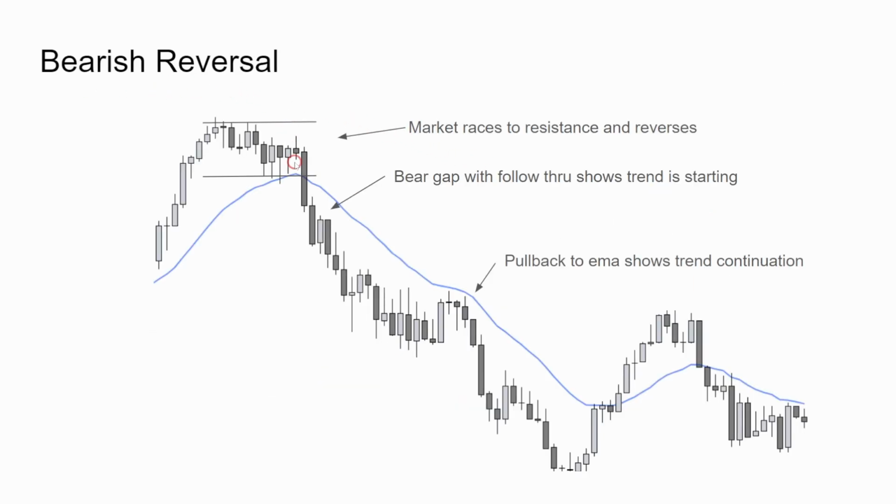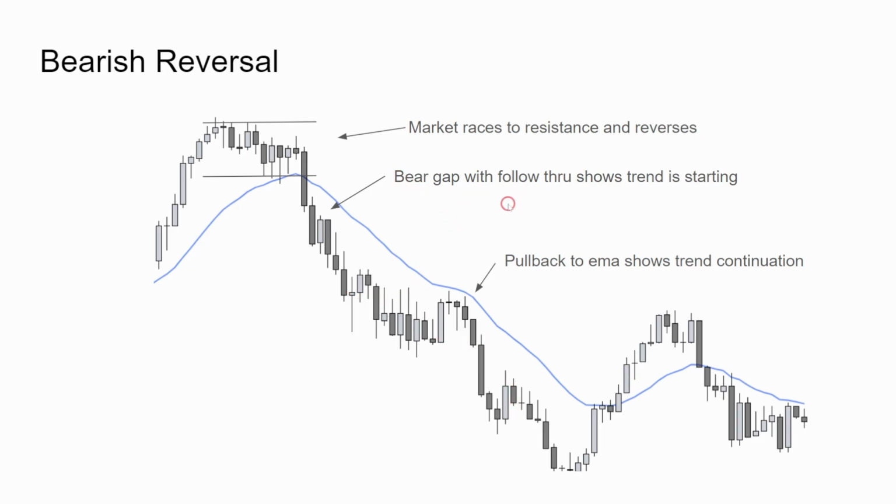Bearish reversal. Here we can see the market races to resistance and starts to reverse. This is a tight trading range at the high and has lots of overlap. Here's no overlap, here's lots of overlap. The market reverses and breaks below the EMA and trends lower for a few hours.